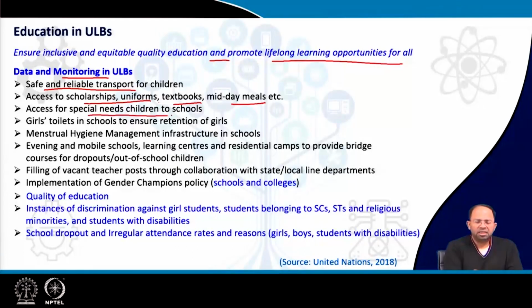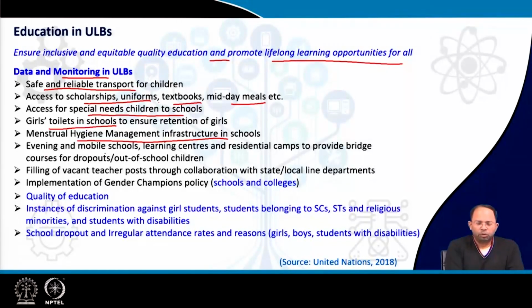Access for special needs children to schools. There are special needs children who also have to be taken to schools. For them, special schools may have to be set up. There has to be a girls' toilet in school, because that's one of the primary causes why girls drop out from schools. Menstrual hygiene management infrastructure in schools. Because of girl children, we have to create this kind of facilities.